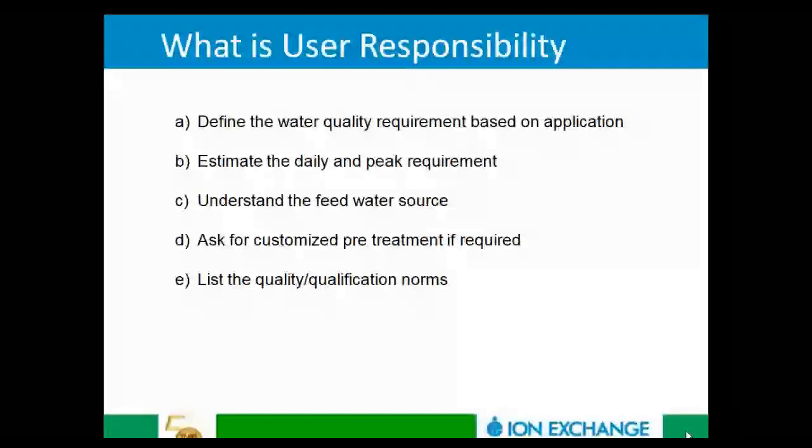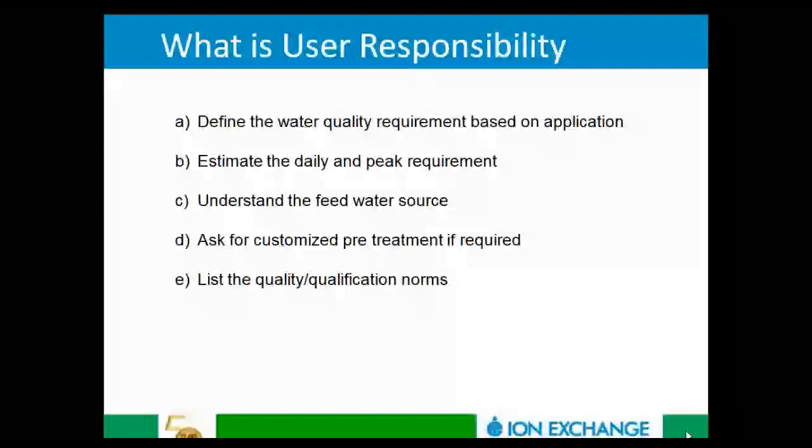Hence, it is important for the customer to understand the source, which will determine what could be the contaminants in the feed water, and accordingly he can suggest or ask for a pre-treatment, because water quality from place to place, from different geography, for that matter even from building to building, can be different. So it is very important that the customer checks the feed water quality at regular intervals. This will not only enhance the life of the consumable, but also give you consistent water quality and avoid breakdown.